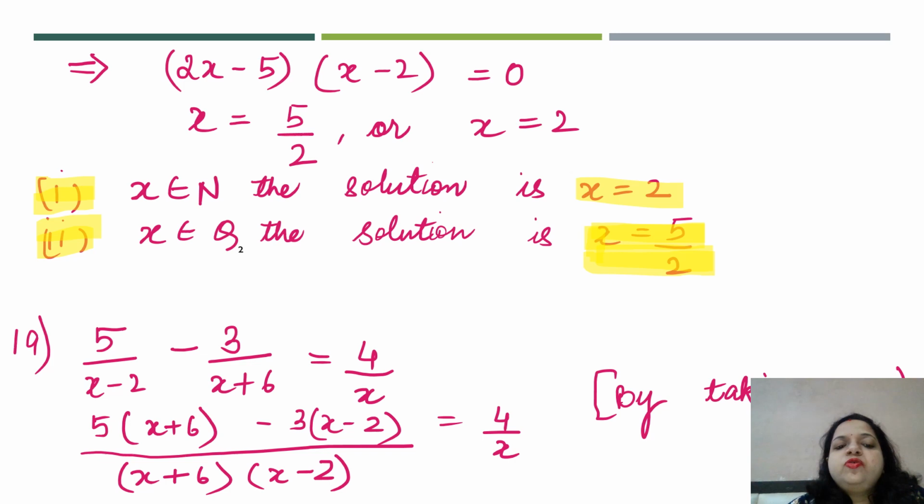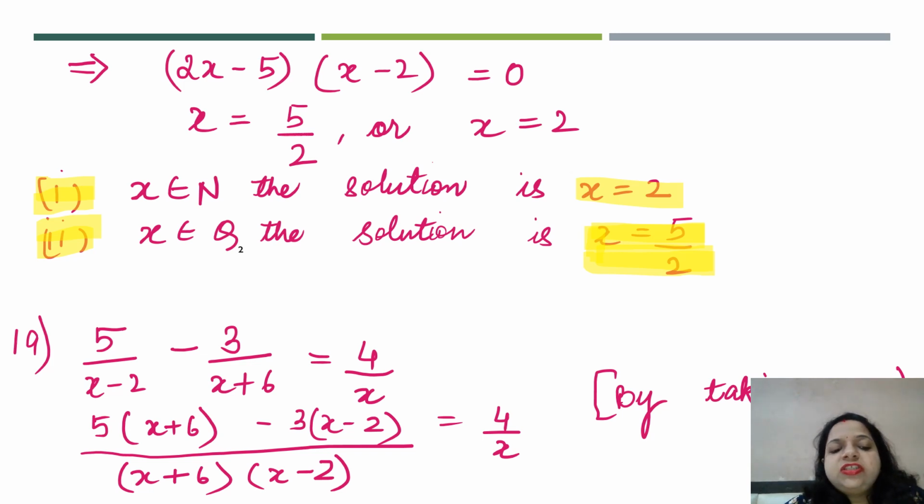Therefore 2x minus 5 into x minus 2 is equal to 0. By the zero product rule, 2x minus 5 is equal to 0, therefore x is equal to 5 by 2, or x is equal to 2. x equal to 2 is a natural number, so for the first part we get the answer x is equal to 2. And secondly, x is equal to 5 by 2 is a rational number, so for the second part we get the answer 5 by 2.